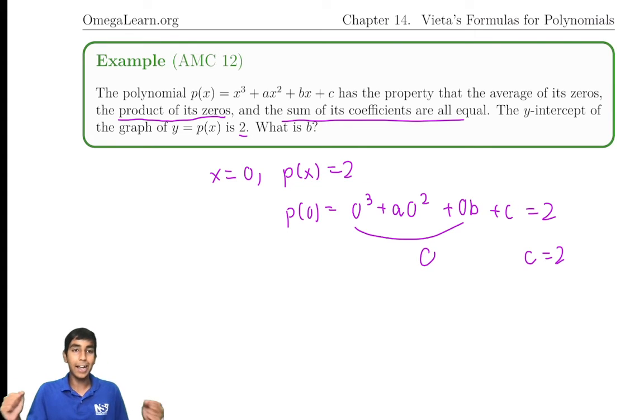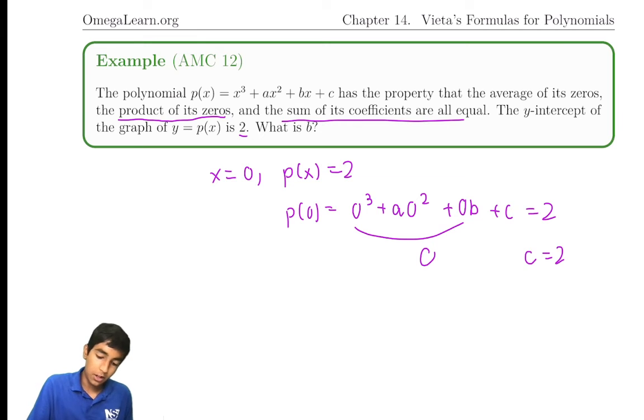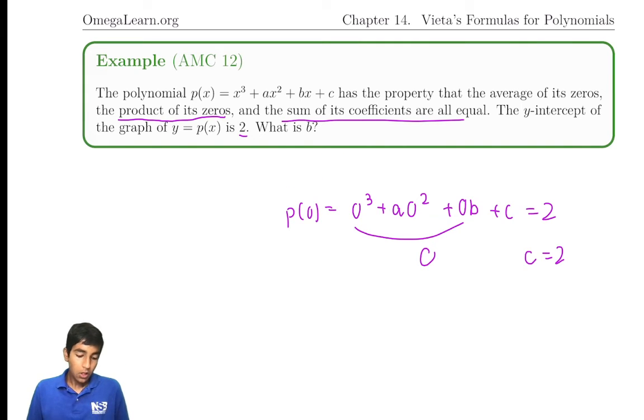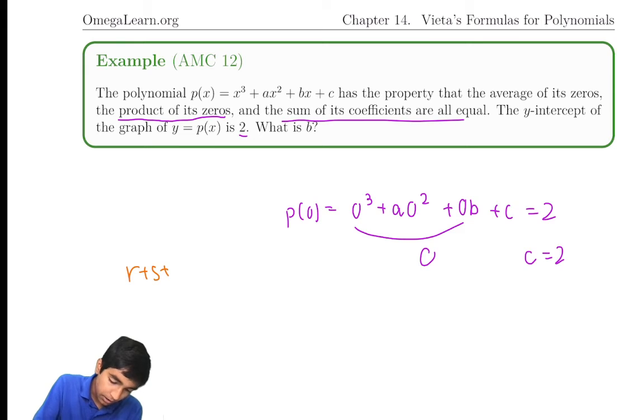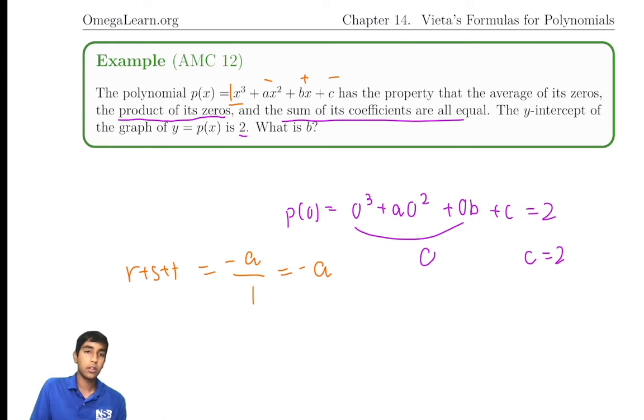Okay, now we're on to our Vietas. What does Vietas tell us, first of all? We know that the average of the zeros, product, and sum of coefficients are all equal. What is the average of the zeros? There are 3 zeros, or roots. We know that r plus s plus t equals negative a over 1, the coefficient here. But remember, we're asking for the average, so it would be negative a by 3.